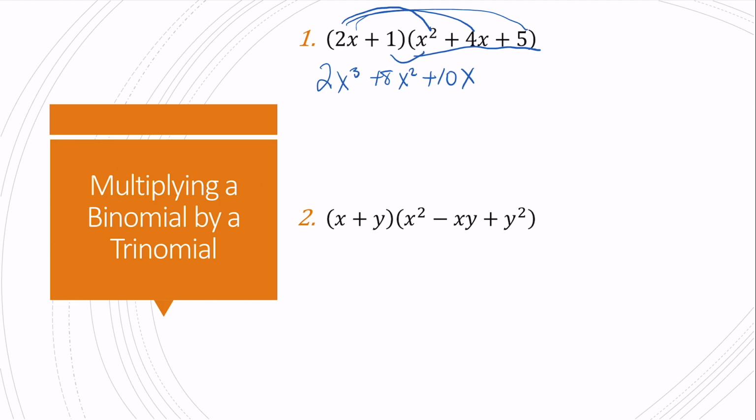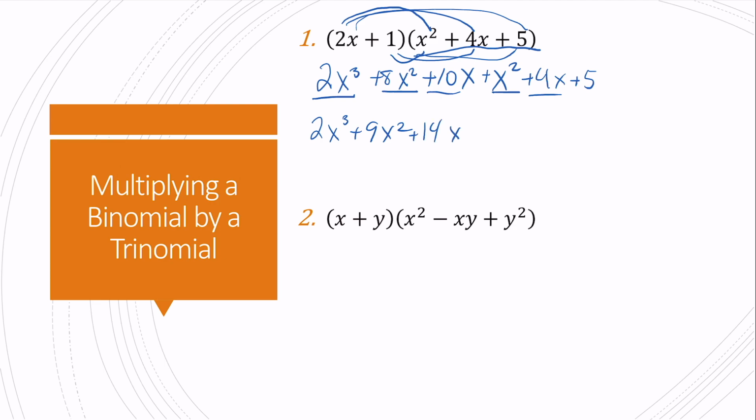Now I'm going to take 1 times x squared to just get 1x squared, 1 times 4x to get 4x, and 1 times 5 to get 5. I now have 6 terms. That's a lot, but I can combine them. I've got 2x cubed. That's my only cube term. 8x squared and x squared give me a 9x squared. 10x and 4x give me 14x. And my constant is a 5.